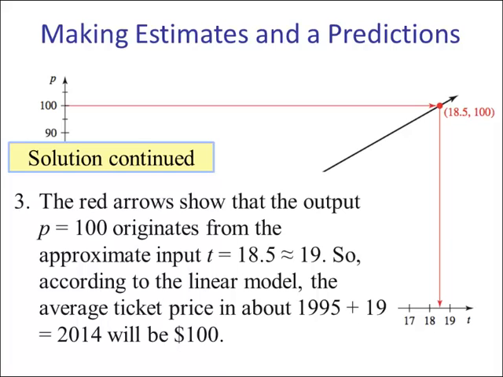Number 3, the red arrow shows that the output P equals 100. This time we're given a P, and we're estimating the T, and it looks like about 18.5, or close to 19. So we say, according to the linear model, the average ticket price in 2014 will be about $100.